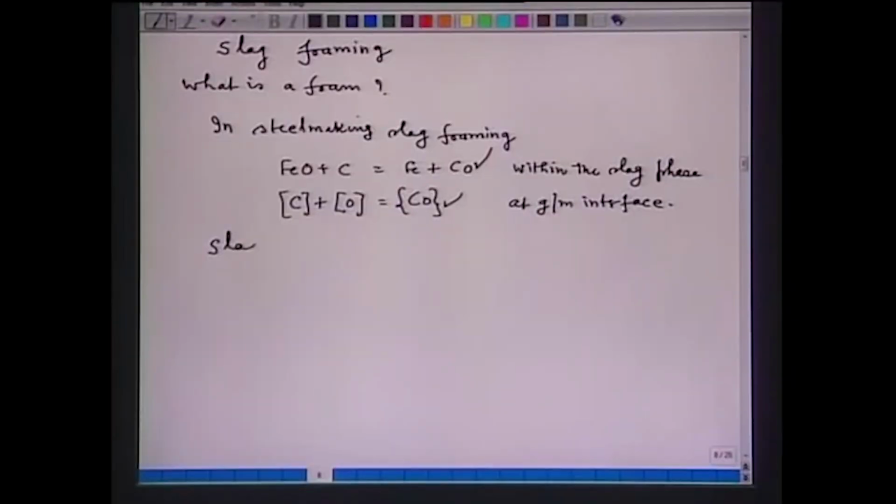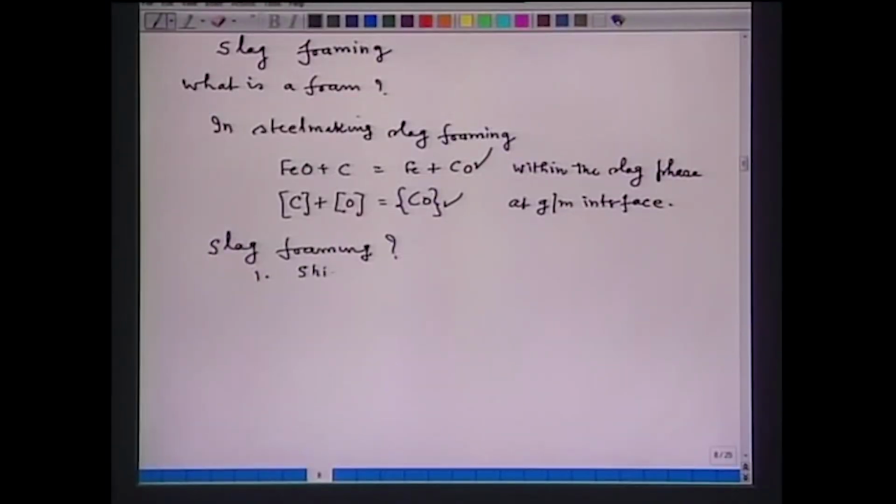Now, the question is, is slag foaming desirable? Well, to some extent yes, because when the slag foams and if droplets are entrained, then the interfacial area increases and the rate of reaction is also very fast. There are other advantages of slag foaming too. The first advantage is the shielding of molten metal against reoxidation. Second, slag foaming also acts as a thermal barrier.